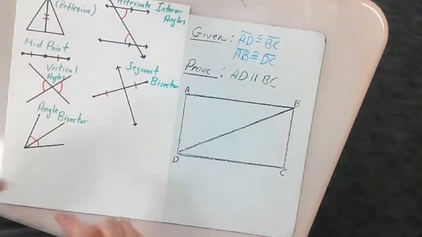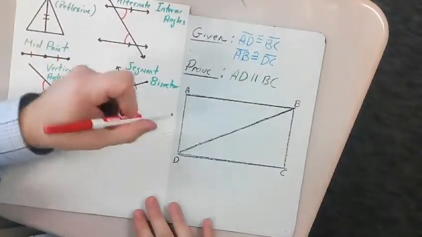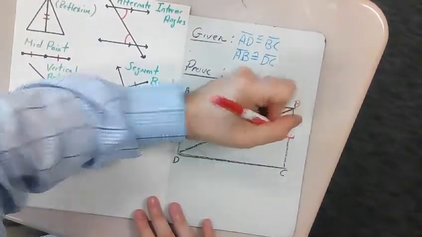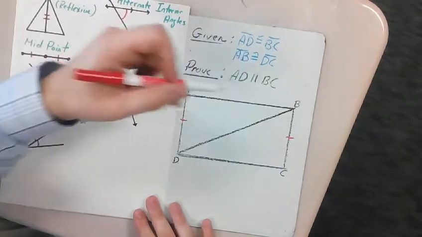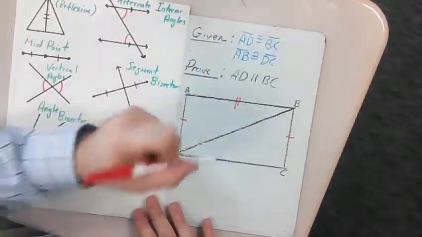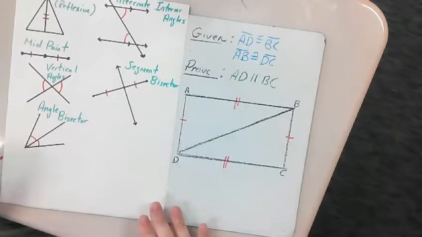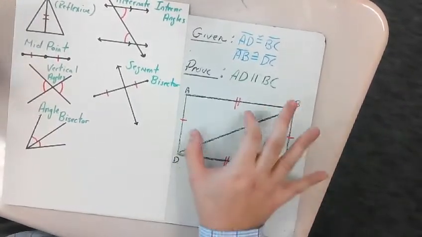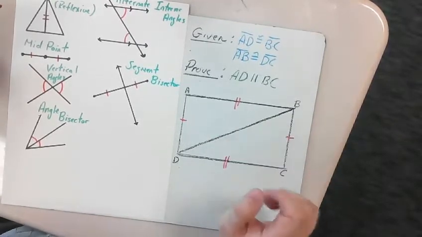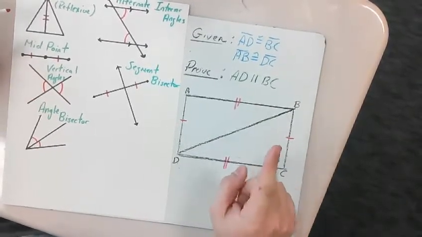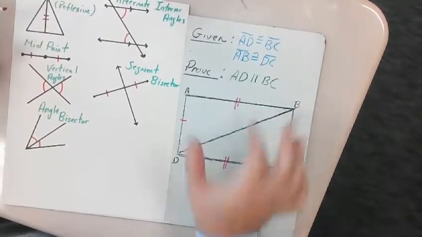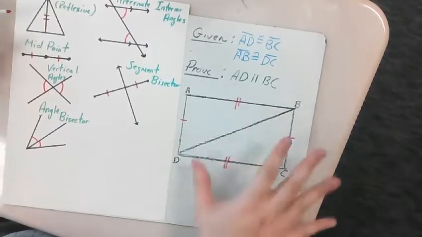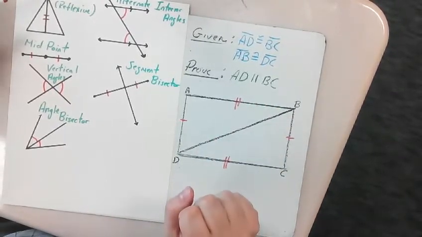The given, right, says that AD is congruent to BC and AB is congruent to DC. Okay, now I look at my rules, right, and I notice here for starters I have two triangles. If I can prove that they're congruent, I have a lot of power here, right? So I'm going to try to prove that these triangles are congruent, and I can say whatever I want about any type of angles that exist within these two triangles from that point.